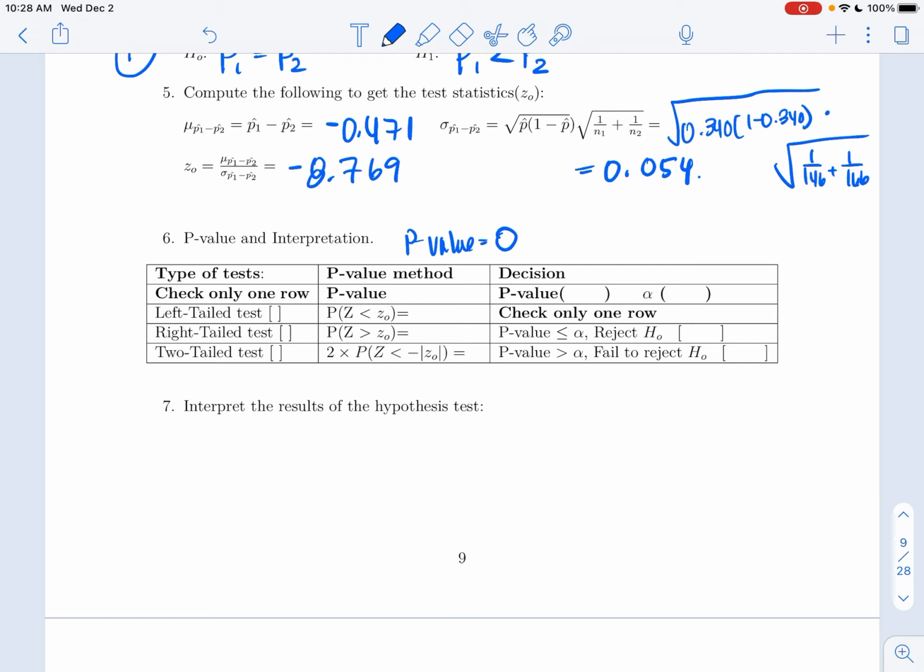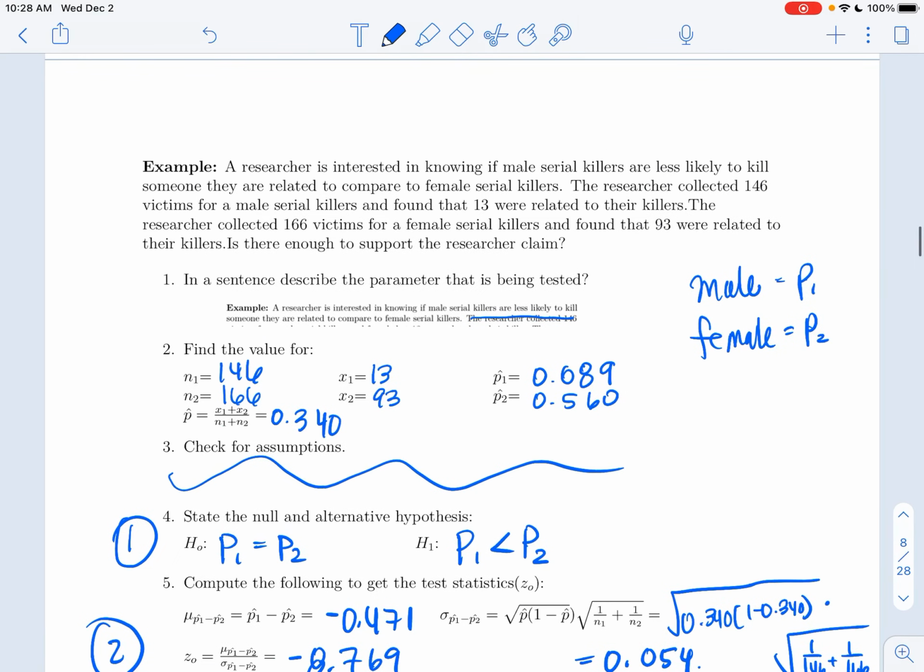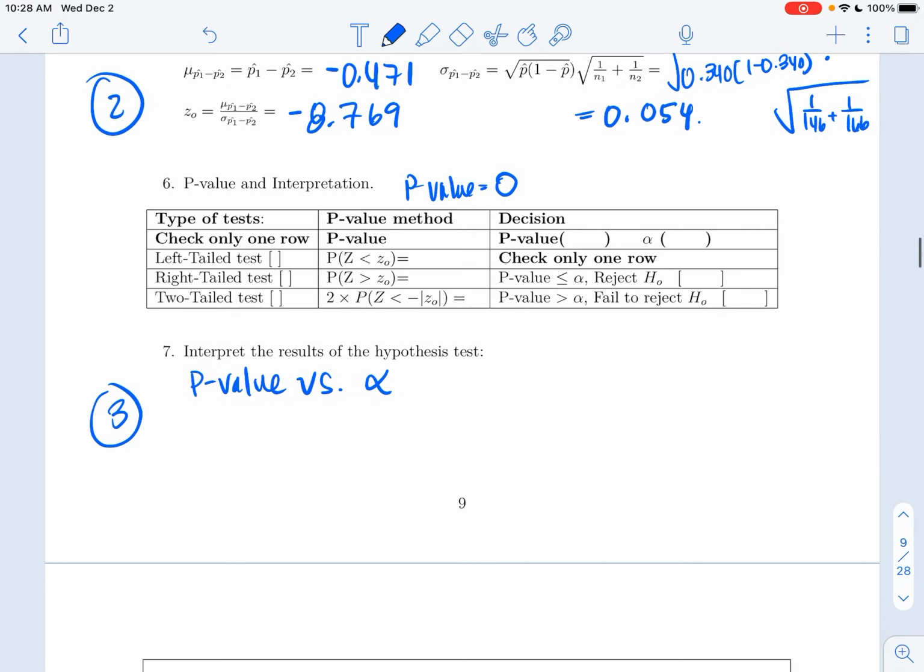Okay, so p-value versus alpha. Okay, so they didn't give us alpha. So if alpha is not known, we always use 0.05. So alpha's bigger, so again, we reject the null.